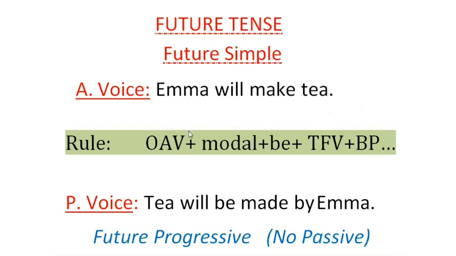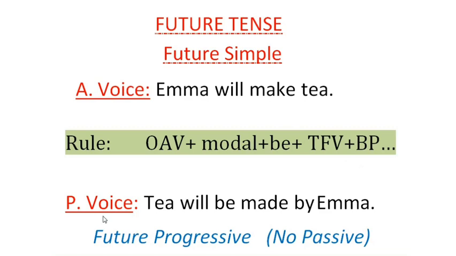First comes OAV. OAV is tea here. Then the modal: will is the modal here, as Emma is the third person singular. So modal is will, and B will be used. Make is the first form of the verb; its third form is made. Then comes BP, by Emma.